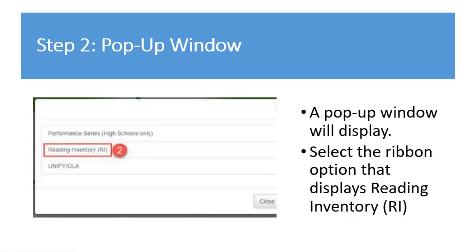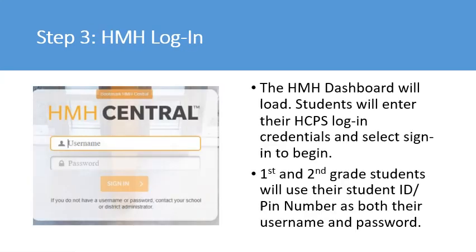After selecting the HCPS online testing tile, a pop-up window will appear. Select the ribbon that displays Reading Inventory or RI. Click on that ribbon. The next step will be the HMH Log-In page. This dashboard will load and students will enter their HCPS login credentials and select Sign In to begin. First and second grade students will use their student ID or PIN number as both their username and their password.